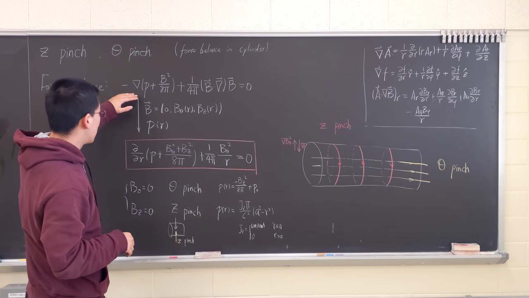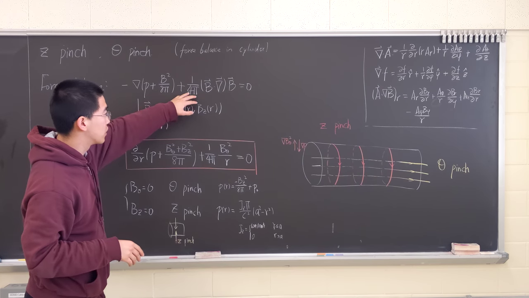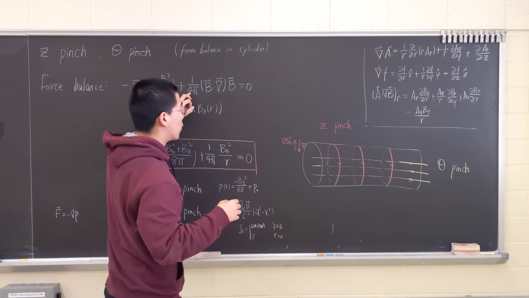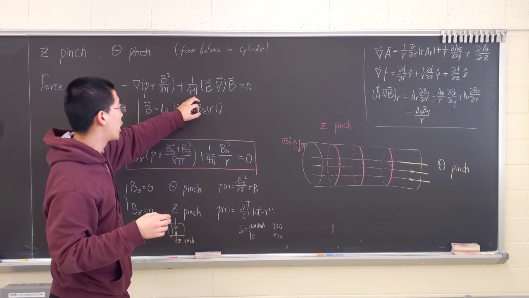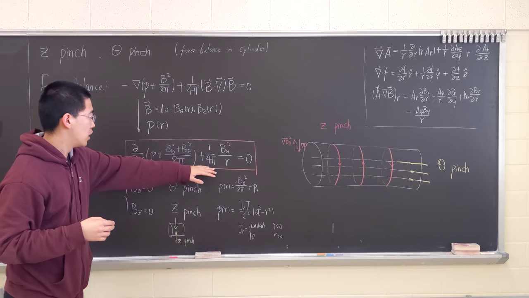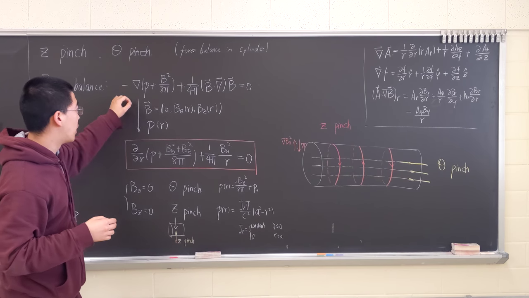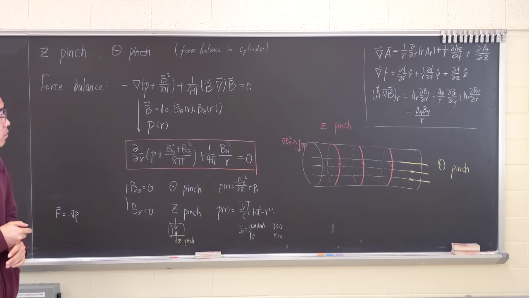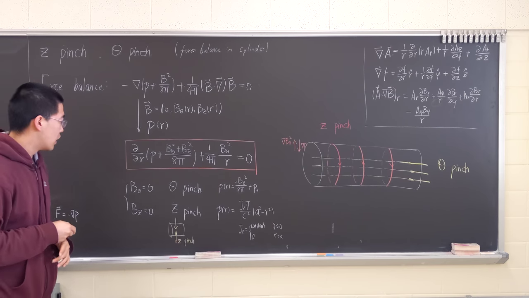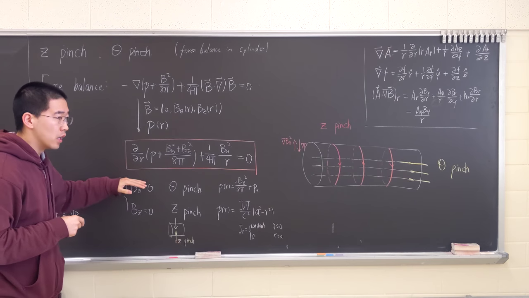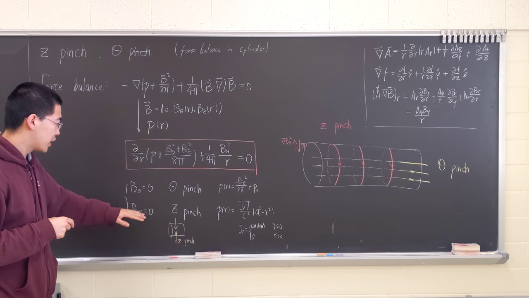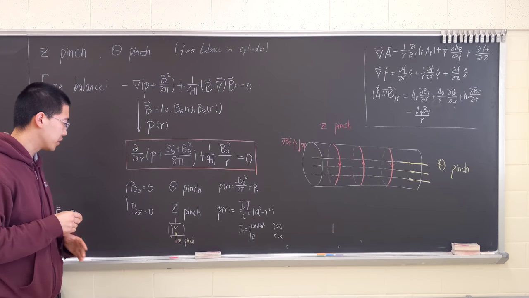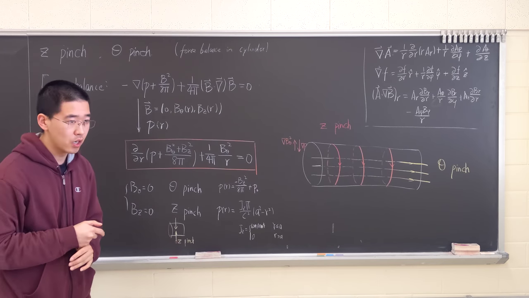So we have negative B theta squared over 4 pi r, and multiply by negative one on both sides, and we have this formula. And we have two scenarios. When d/dθ equals zero, we have theta pinch. When d/dz equals zero, we have z pinch.